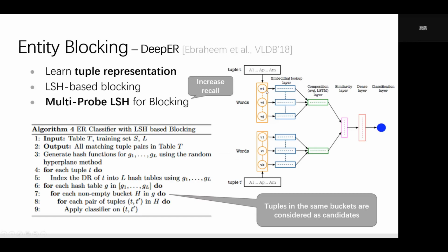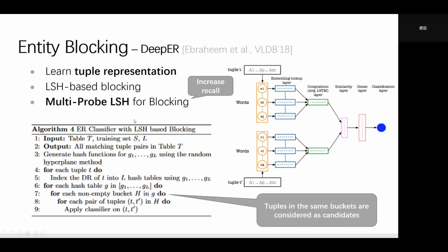accelerate the blocking procedure. So if two vectors are close to each other, they would be assigned to at least one bucket. So tuples in the same buckets are considered as candidates. So the LSH is mainly based on the hyperplane LSH. Also, to increase the recall, the paper also considered multi-probe LSH to increase collisions of similar tuples, such that with very high probability matching tuples are assigned to the same buckets.